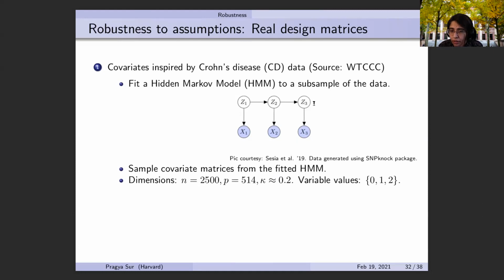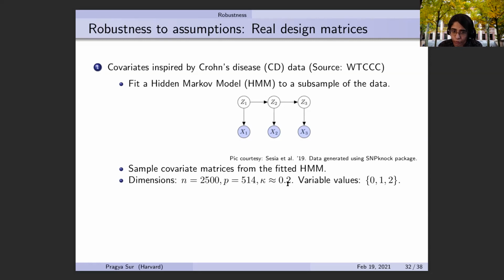So you have some latent Markov chain going on here, and the covariates that you get to observe are functions of this latent Markov chain. The variable values, the xi values, are either 0, 1, or 2, so they're not Gaussian. What we're going to do is draw the data like this, and then center the columns and scale them to have unit norm. So these are the dimensions.